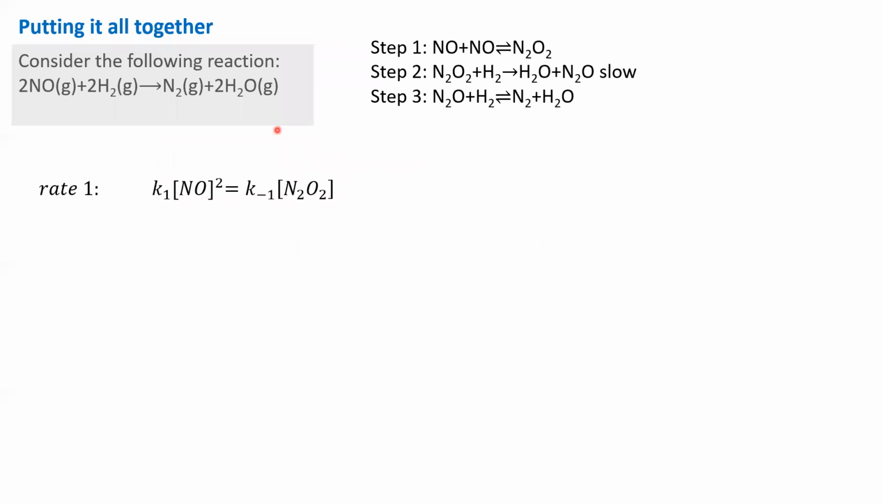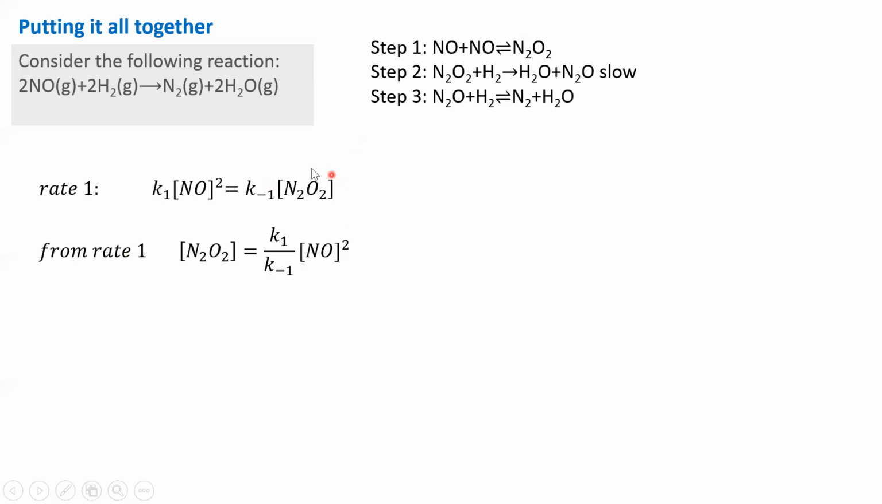So let's go through that together. Since step number 1 is a reversible reaction, the rate of the forward reaction equals the rate of the reverse reaction. So K1 times nitrogen monoxide squared, that just comes from the reactants here, equals K prime times the concentration of N2O2, that just comes from here. And again, it's a reversible reaction that's at equilibrium. So the rate of the forward reaction equals the rate of the reverse reaction.